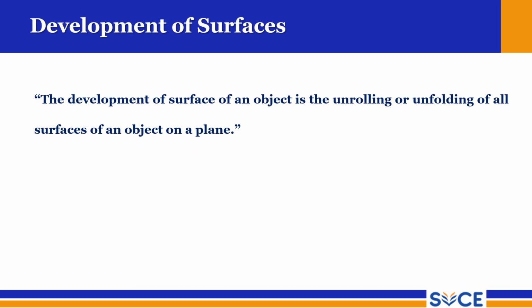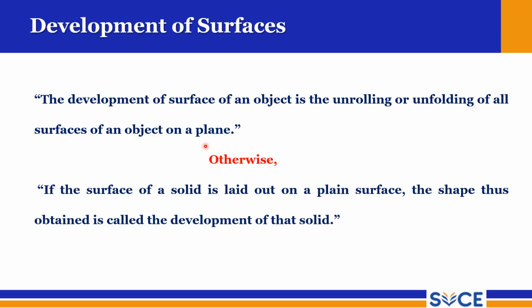Development of surfaces. To define it, the development of surface of an object is the unrolling or unfolding of all surfaces of an object on a plane. So we are unfolding an object and keeping it on a plane surface and we are projecting it. That is the development of surface, and otherwise it can be defined in these words also. If the surface of a solid is laid out on a plane surface, it is nothing but the planar surface. The shape thus obtained is called the development of that solid. So this is also another definition which gives the same meaning as the first definition.